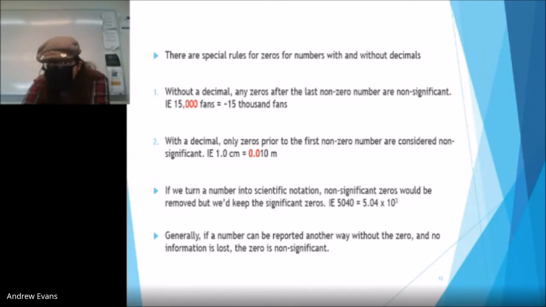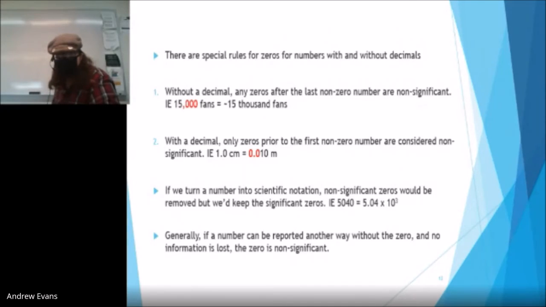So every number to the right of that 5 is considered non-significant. What that means is if I was to report that in scientific notation, that would be 1.5 times 10 to the 4th. I would only need the 1 and the 5 because those zeros don't really add anything.